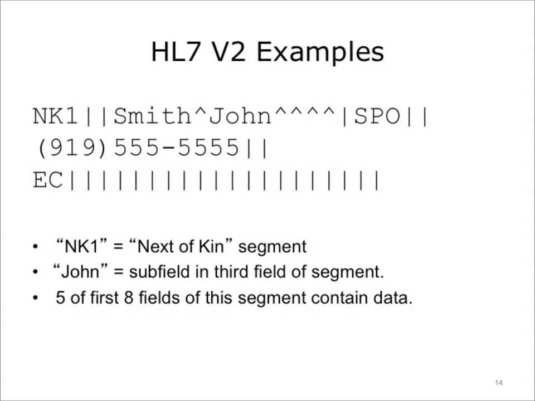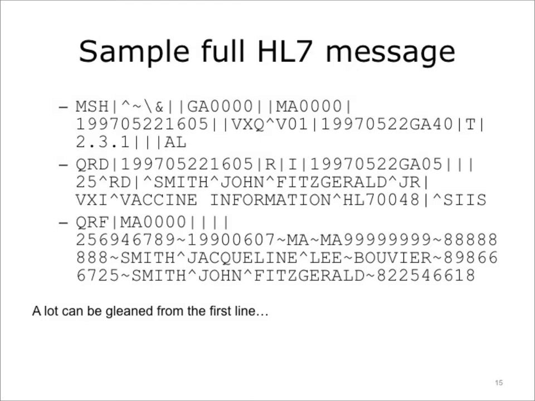Next, we see a last name Smith and first name John separated by a caret, indicating that they are subfields of the name field, along with several more carets indicating empty subfields. After that are various other pipes indicating fields, one of which is obviously a phone number, and many of which are empty. Overall, 5 of the first 8 fields contain data. Bear in mind, this would be one segment in a message of many lines as part of an admissions message. Well, that was simple enough.